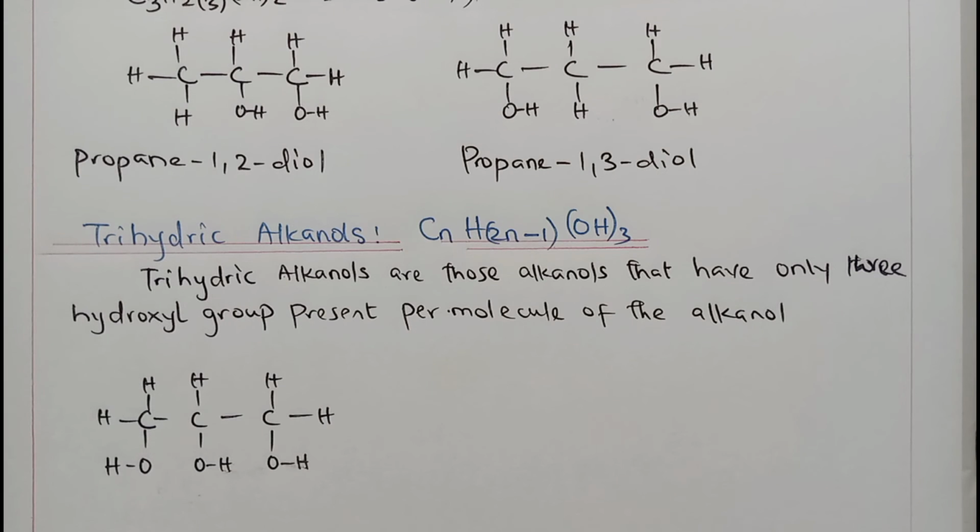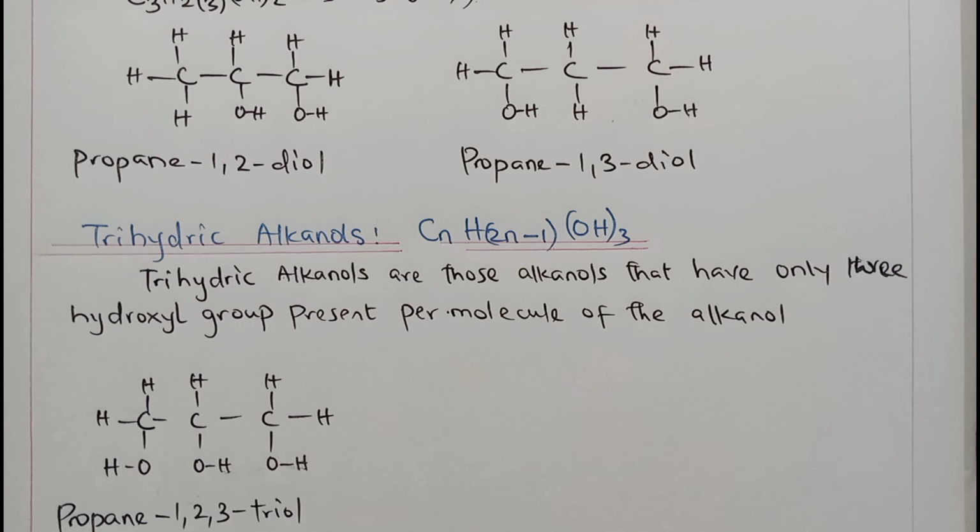This is called propane 1,2,3-triol. Another name for it is glycerol. And we normally get this whenever we have a saponification reaction. This saponification reaction makes use of oil and sodium hydroxide.